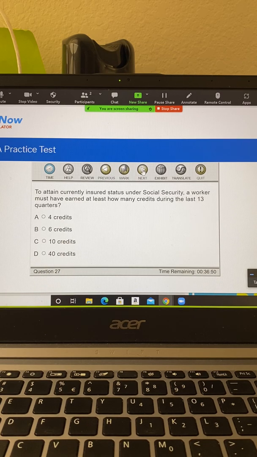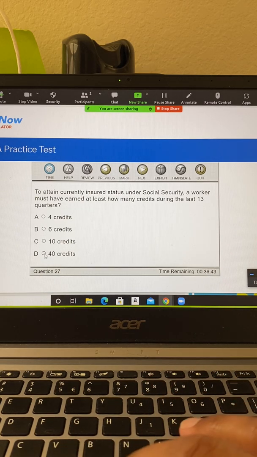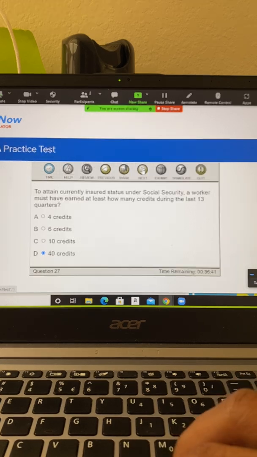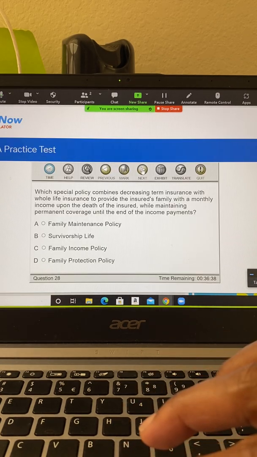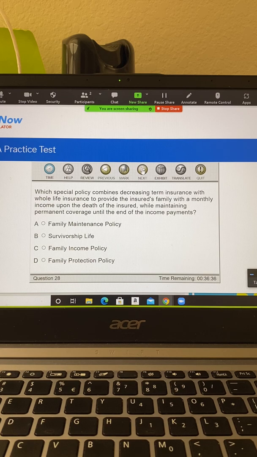Paid up option. To attain 40 credits. Perfect. There you go. That's what I'm talking about. They give me 40 of them like that.